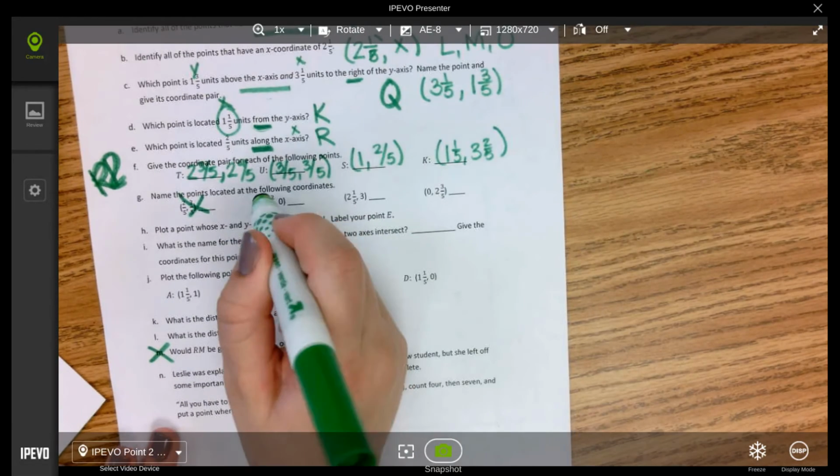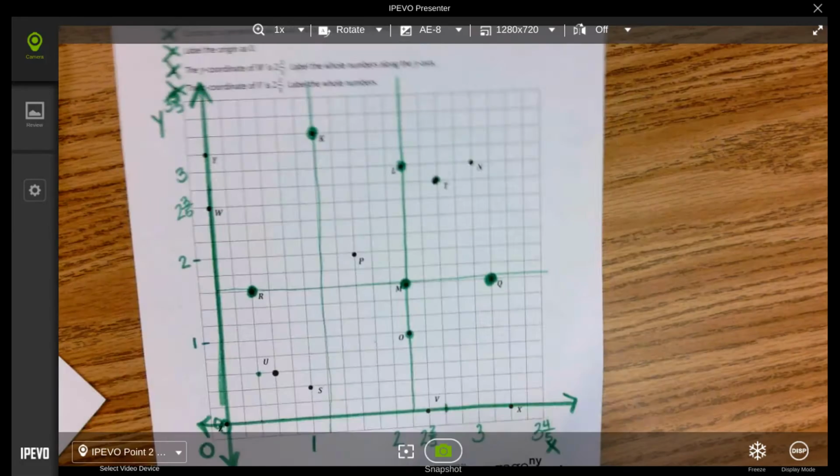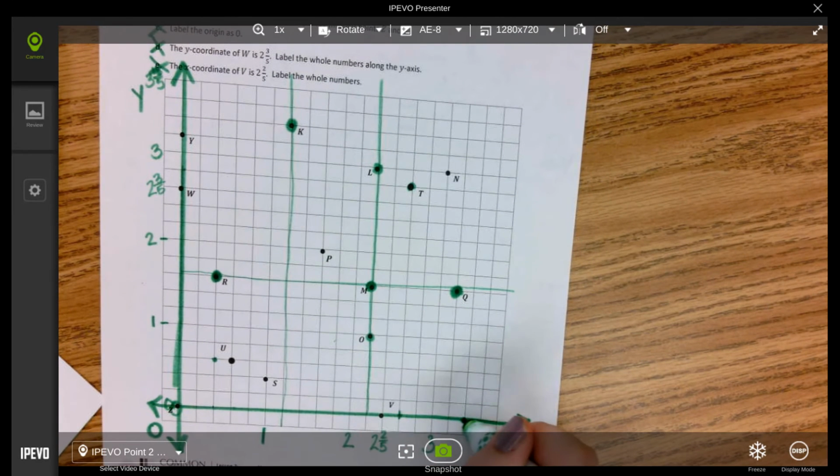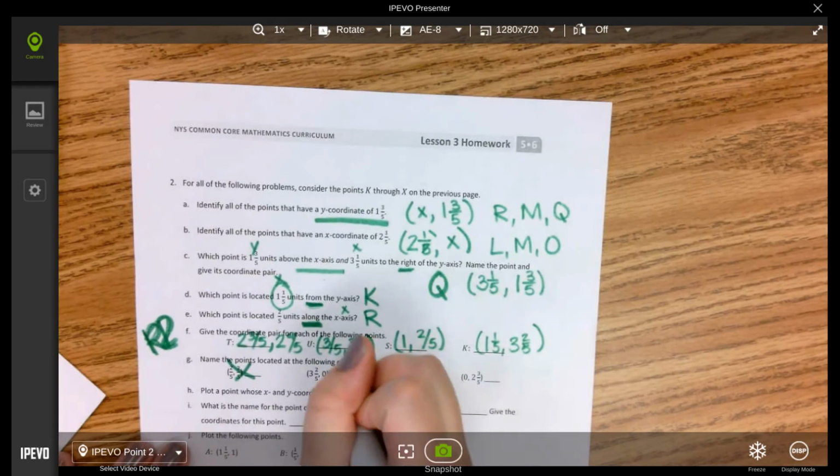Looking at the next one though, 3 and 2/5, 0. So if I go all the way over, here's 3, 3 and 1/5, 3 and 2/5, and then I don't go up at all, I am at letter X.